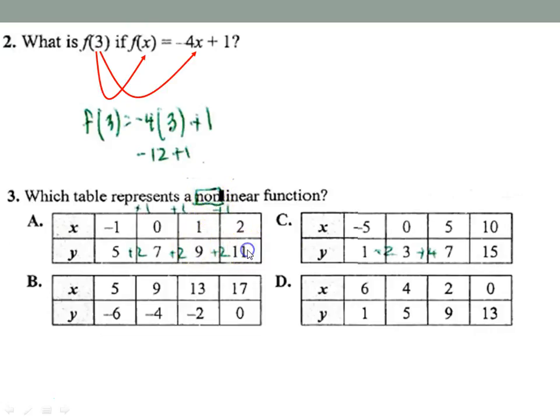If I look at C, on the bottom, 1 plus 2 is 3, and 3 plus 4 is 7. Plus 2 and plus 4 are not the same. Ladies and gentlemen, boys and girls, C is the correct answer. It is definitely non-linear. All right, let's keep on moving.